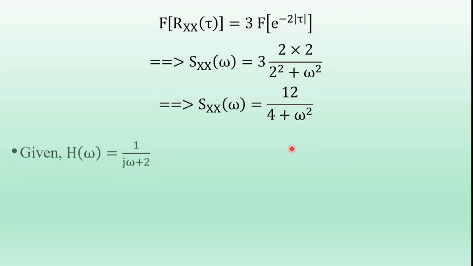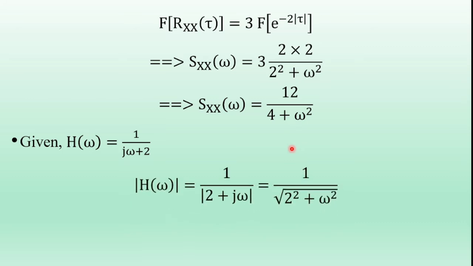Given that the frequency response of the system, or the system function, h of omega is equal to 1 by 2 plus j omega, taking the magnitude on both sides. The magnitude of the LHS term is equal to the magnitude of the RHS term. The numerator is 1, and the magnitude of 1 is 1. For the denominator, the magnitude of 2 plus j omega: the real part is 2 and the imaginary part is omega, so the magnitude is the square root of 2 square plus omega square. Now taking the square on both sides, magnitude of h of omega whole square is equal to 1 by 4 plus omega square.